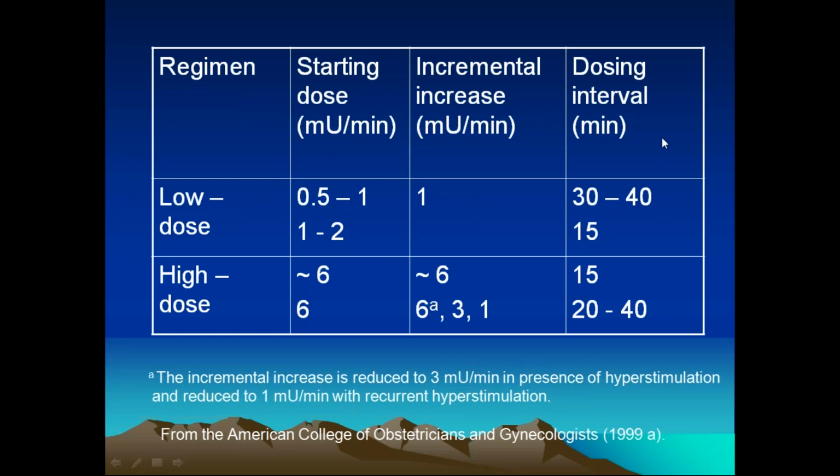And the interval between increasing the dose will be around 30 to 40 minutes, or if we are using 1 to 2 milli international units per minute, then we'll increase the dose at a 15-minute interval. And if we are using a high dose, then the starting dose will be 6 milli international units per minute, and we'll increase the dose by 6 milli international units per minute every 15 minutes, or every 20 to 40 minutes depending upon the incremental increase.